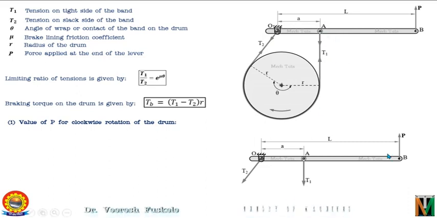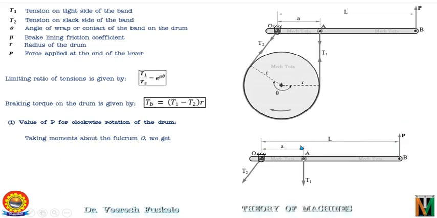Now let's take moment about the fulcrum point O. So force P will rotate the lever in the anti-clockwise direction about the fulcrum, so the moment will be positive with magnitude P multiplied by the perpendicular distance of the line of action of the force P from the fulcrum, that is point O, which is nothing but the distance L as shown here.